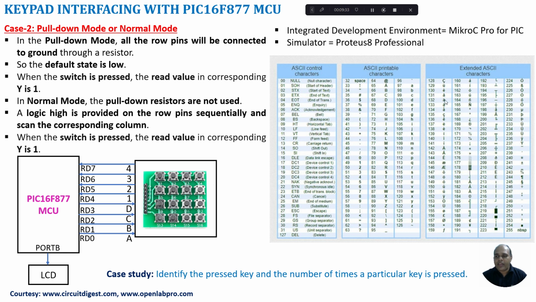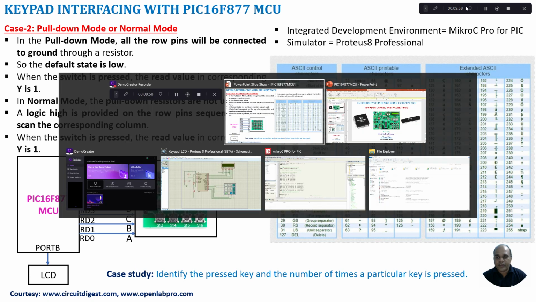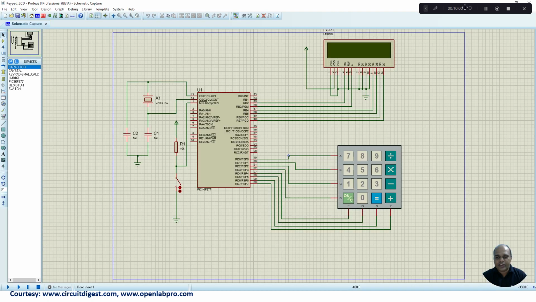For this application, we will be using mikroC PRO for PIC as an integrated development environment, where we will be building our embedded C program and converting it into a hexadecimal file. Then we build our hardware circuit using Proteus 8 Professional. We put that hexadecimal file onto the microcontroller in Proteus 8 Professional and check the logic of operation. First, let us build the circuit.